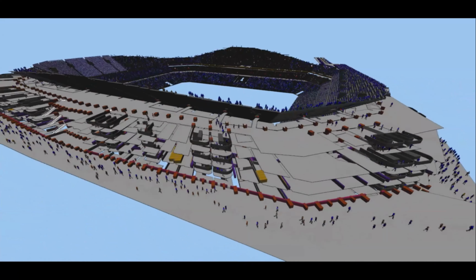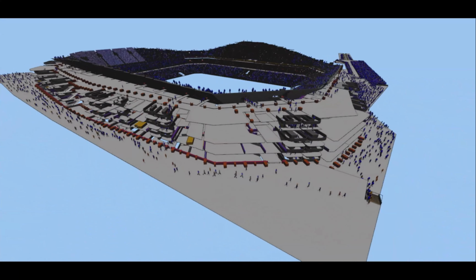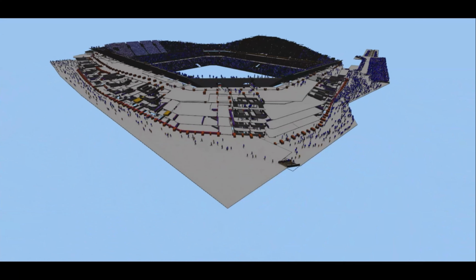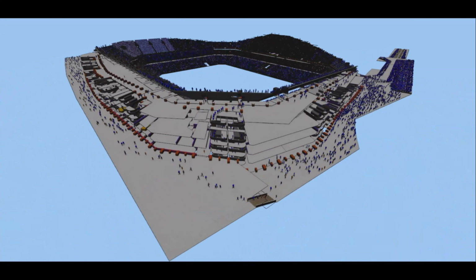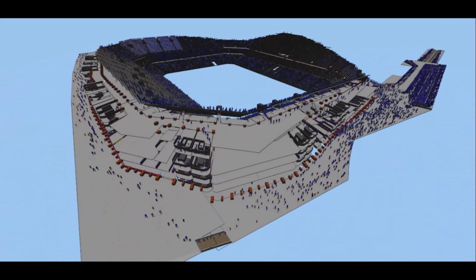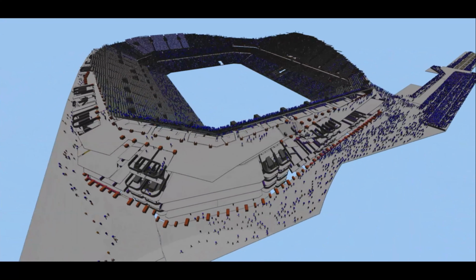So when studying stadiums, it's also important to keep in mind that they don't exist in a bubble like we see here. That same crowd of 60,000 people is eventually going to have to file out into the surrounding area.